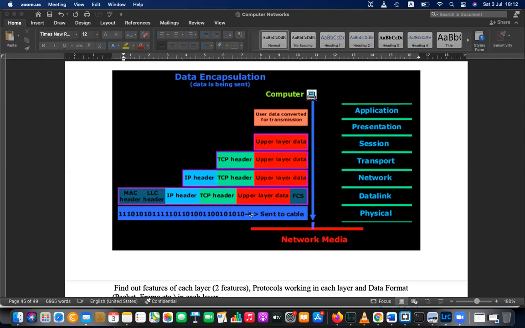Then in the next layer, as I said, it is for the network cards, sending frames. Frame means a chunk of data, not the entire data. Data is divided into manageable chunks. Basically, those are called packets, but packets are in the network layer.